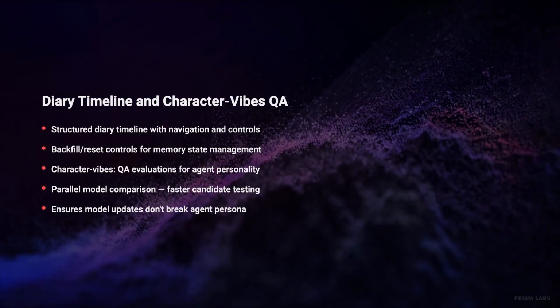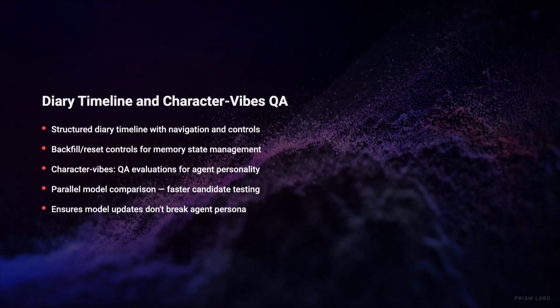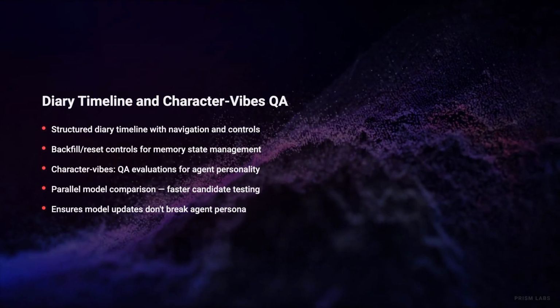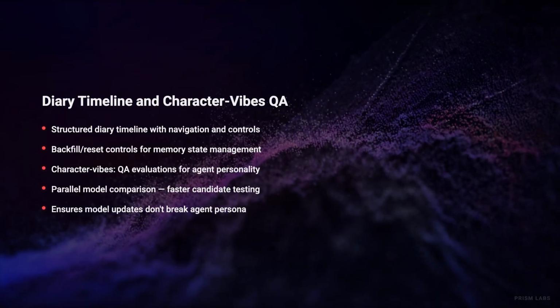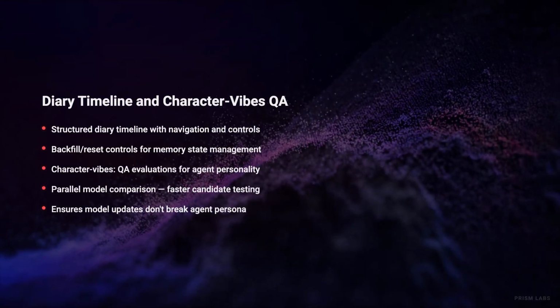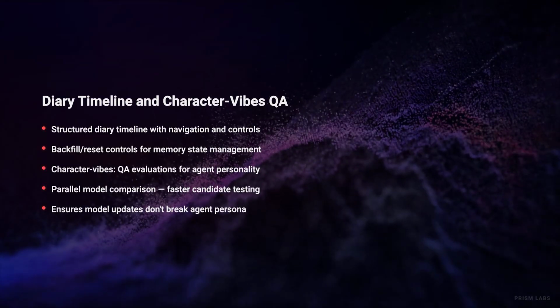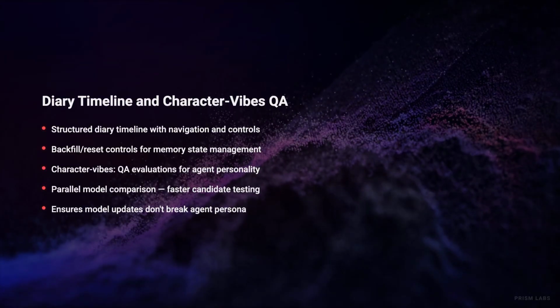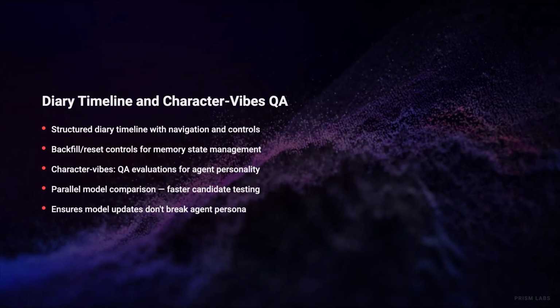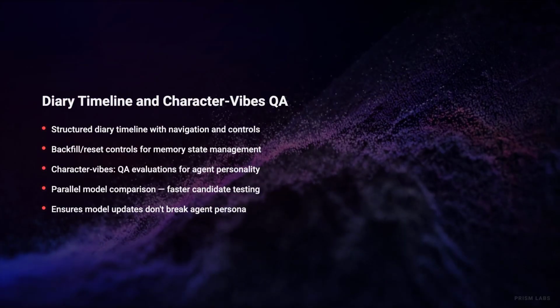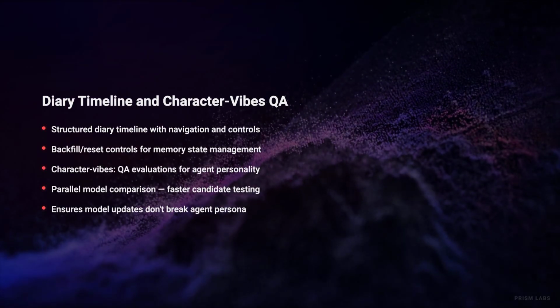You can now systematically verify that model updates, prompt changes, or memory accumulation don't break the agent's intended personality. Parallel QA runs make candidate model comparison significantly faster than sequential testing. You compare multiple models against the same behavioral expectations in a single run.